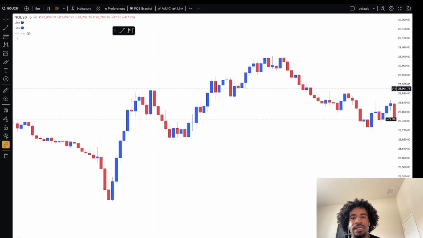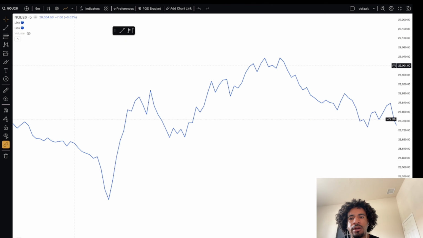The last swing high is the last high before we cause the move down. I want to put it on the line chart so you can see a little bit better. We made this high here and then we move down.